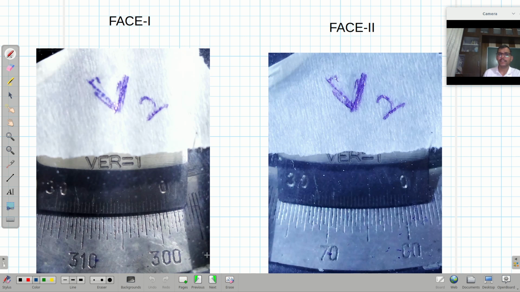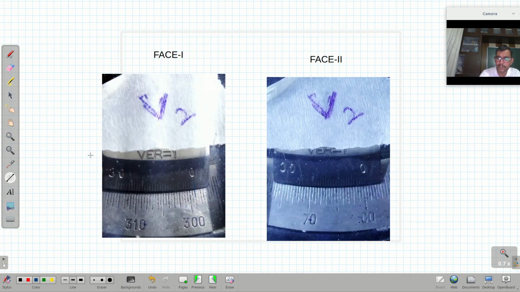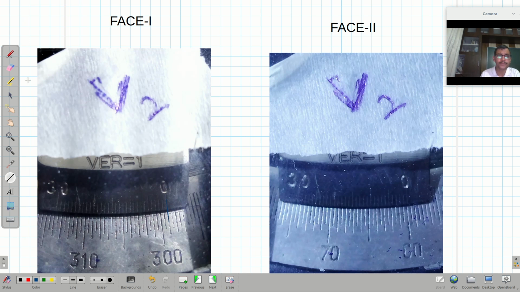Similarly, I have taken readings of V2 for phase 1 and phase 2. What is its value? If I look at this carefully, both are also coinciding here. So it is 300. Sorry, not 300, it is 299 degree. So it is 299 degree, the value of this one.